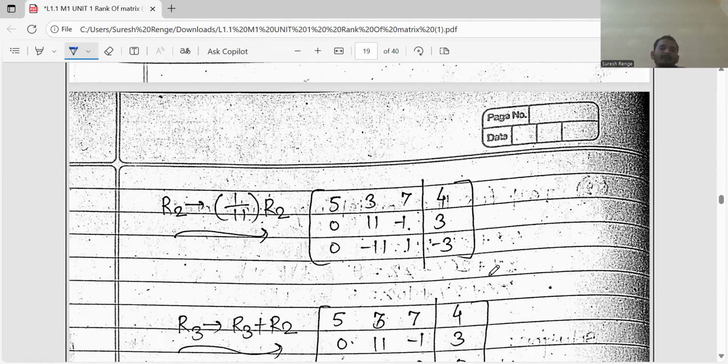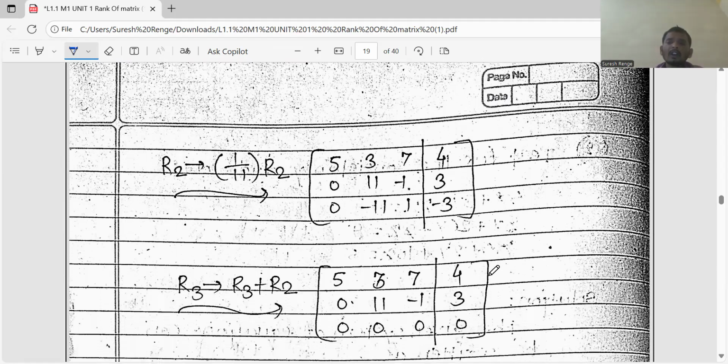This is your matrix. Now what do we want to do? Let us observe row number 2 and row number 3. The elements in these rows are exactly the same but with opposite sign. Now use this operation: change R3 to R3 plus R2. That means 11 minus 11 is 0, plus 1 minus 1 is 0, minus 3 plus 3 is 0. So the last row becomes equal to 0.